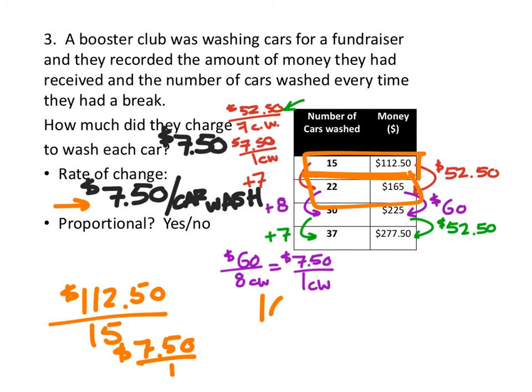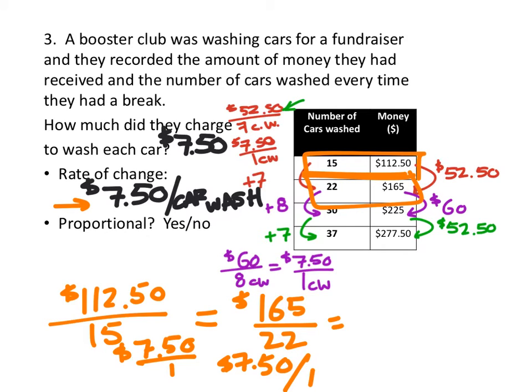Well, what about 165 over 22? Yep, 7.50 over 1. Okay, so these are equivalent fractions, right? I need all of them to be equivalent though. So what about 225 over 30? Bam, 7.50 per 1.